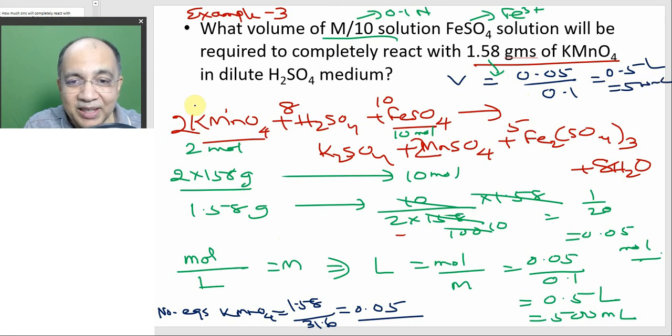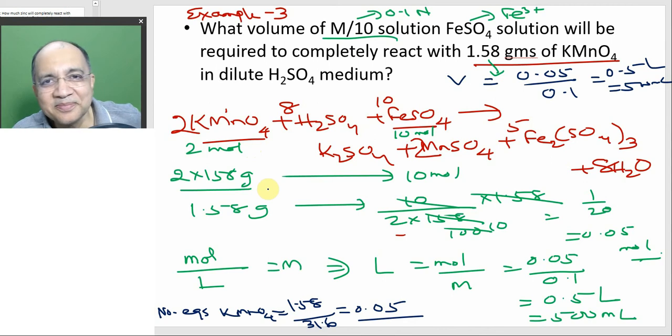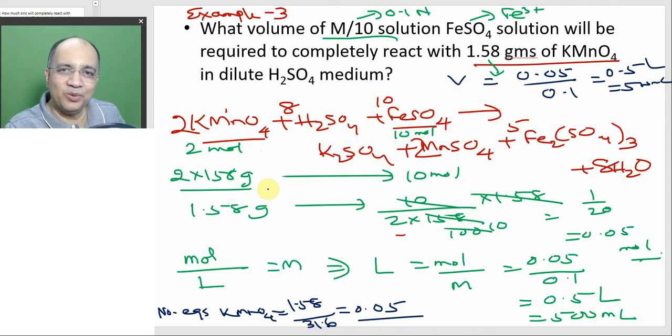Yes, in that we bypass the equation balancing and all that. But the same thing, the N factor, is obtained here: 2:10, 1:5, the N factor is 5. Indirectly, you do the same thing. But once you remember that KMnO4 in acidic medium has N factor 5, you save time by following the equivalent concept.